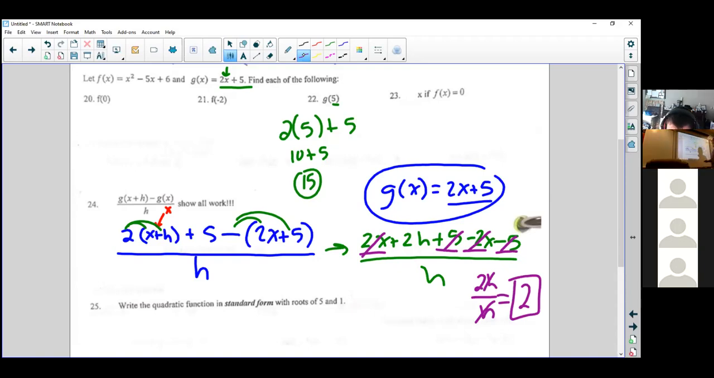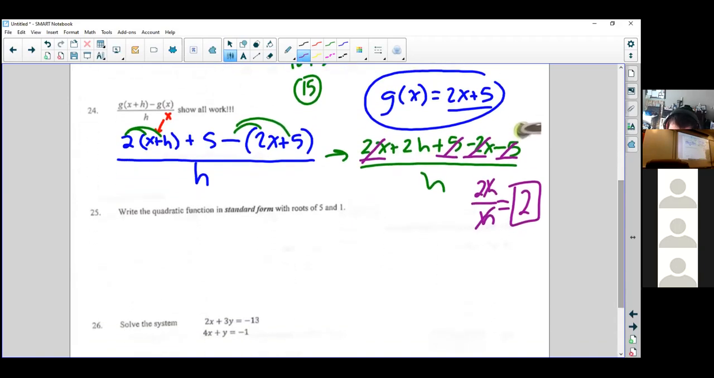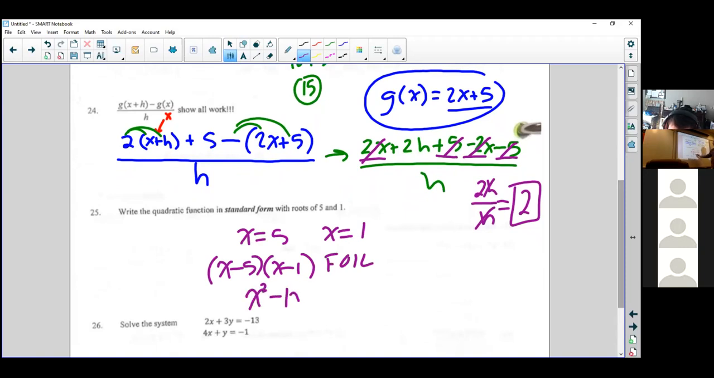Problem number 25. We just want to write the quadratic function with these roots. So I have 5 and 1, so I get x equals 5 and x equals 1. Well, I'm going to make these equal to 0. So I'm going to subtract 5 to get that one, and I'm going to subtract 1 on the other one. And then I'm going to go ahead and FOIL this together. So that's going to give me x squared, outside, inside, last. Combine your like terms. And that's my answer for number 25.